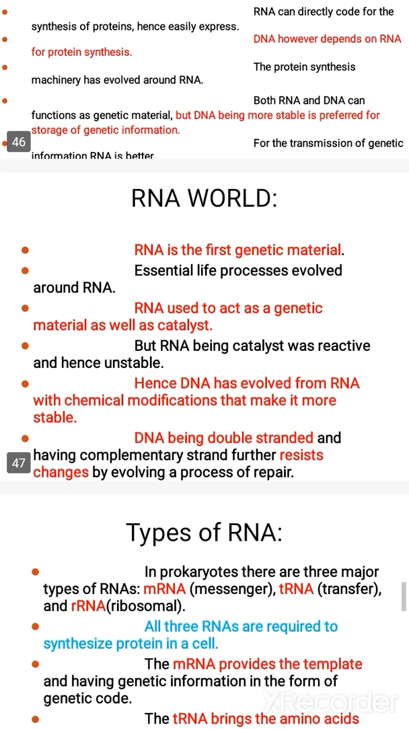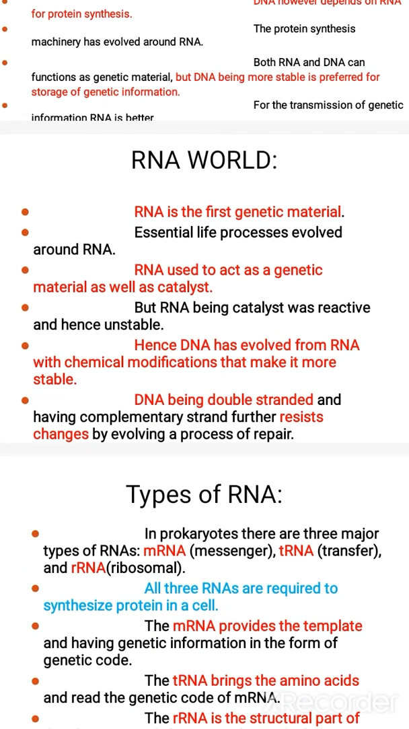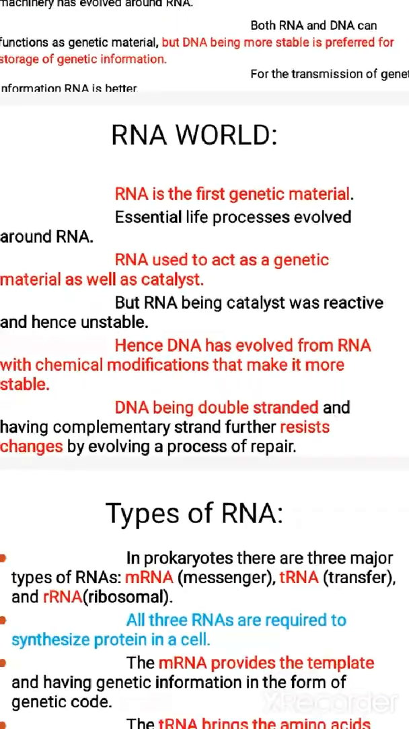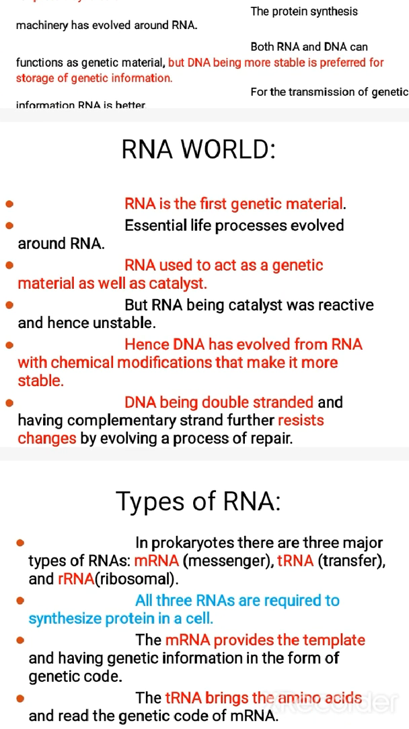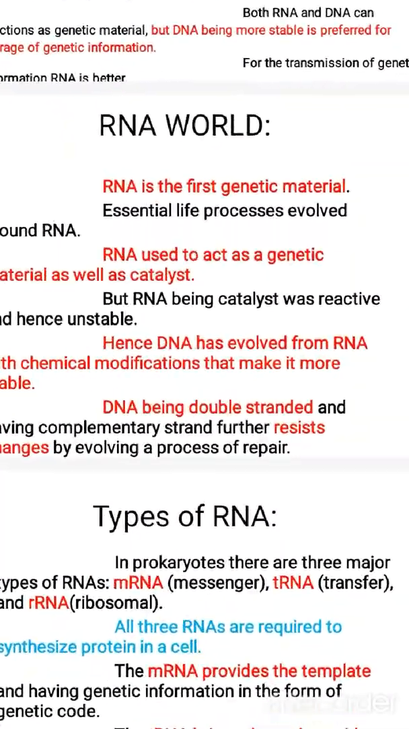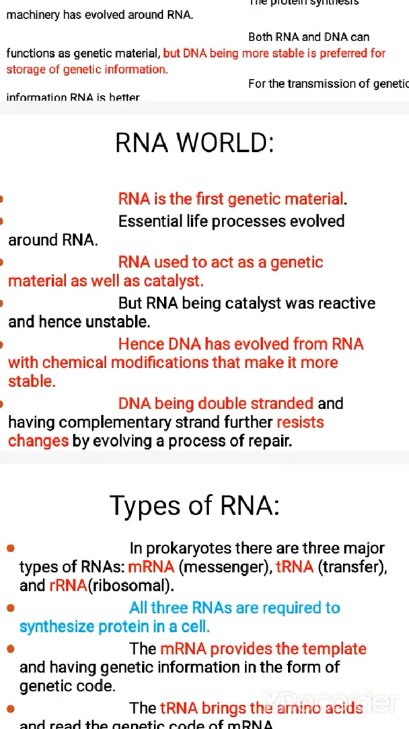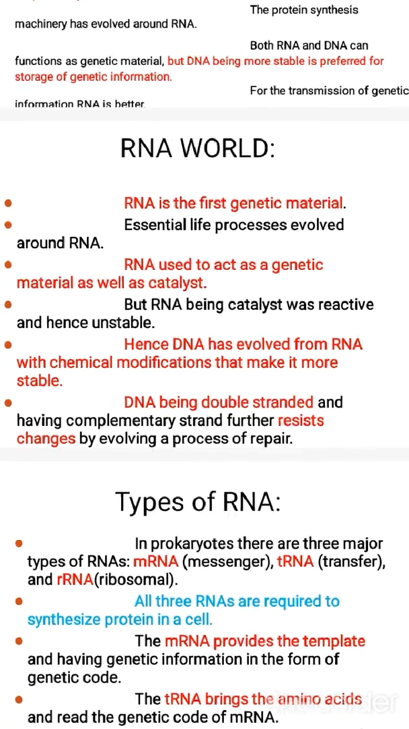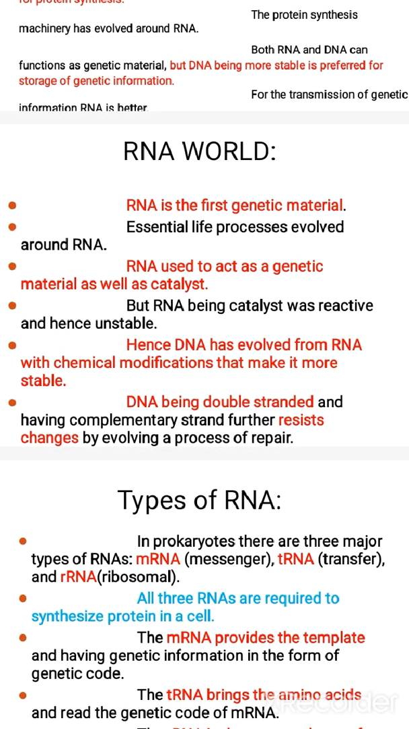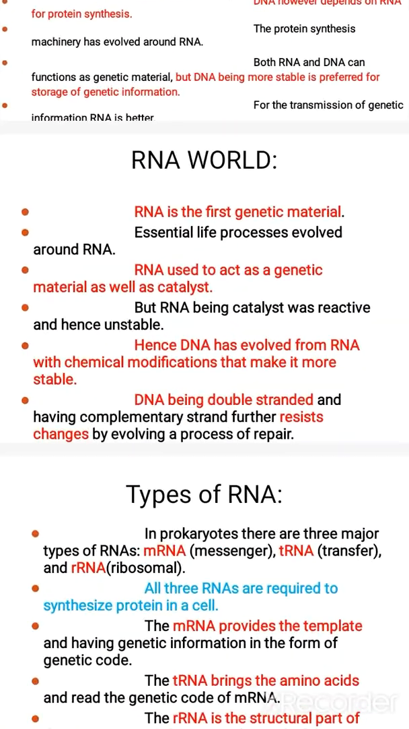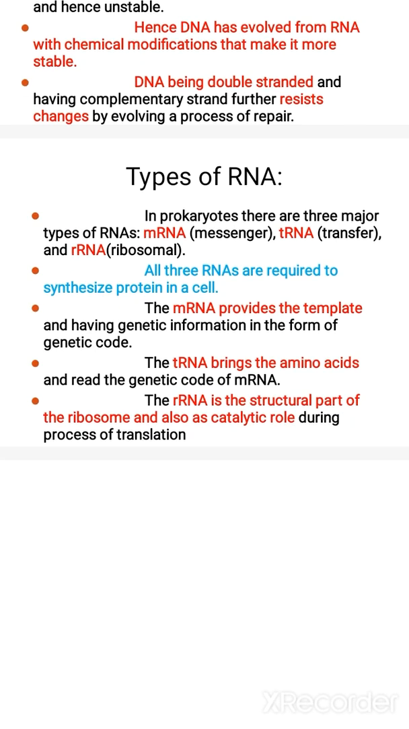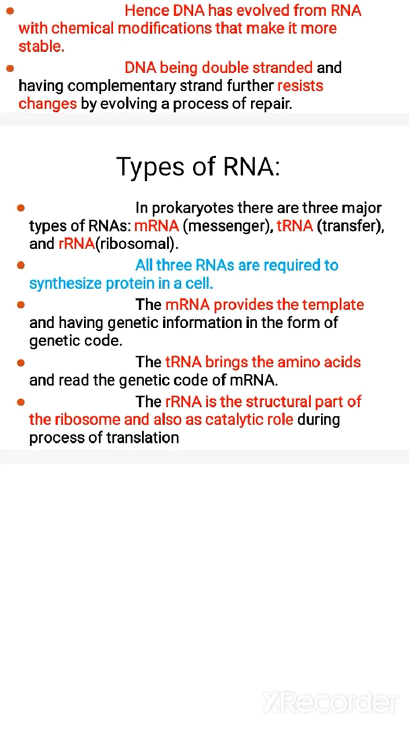RNA is the first genetic material that evolved. Slowly, from RNA the DNA evolved, by means of some chemical modifications. DNA has deoxyribose sugar, RNA has ribose sugar, and the nitrogenous base combination of DNA is ATGC, and RNA has AUGC. Because of the thymine, as we studied, it makes DNA the better genetic material because it is more stable. And the double stranded nature of DNA also gives it more stability.